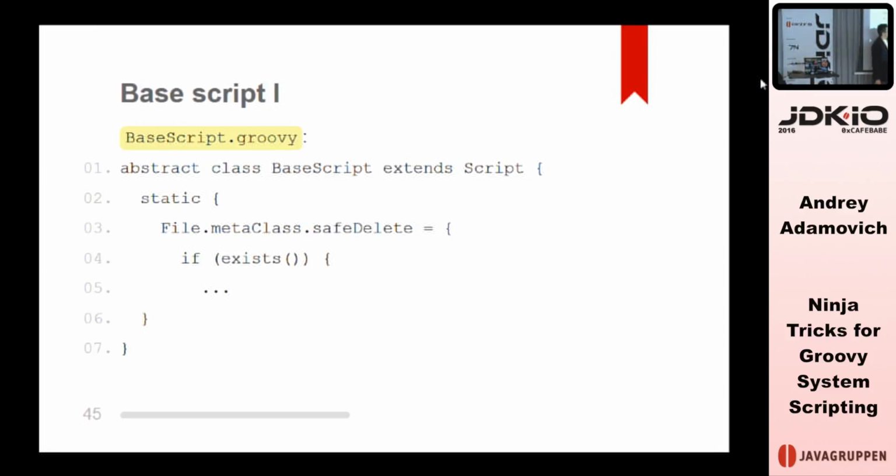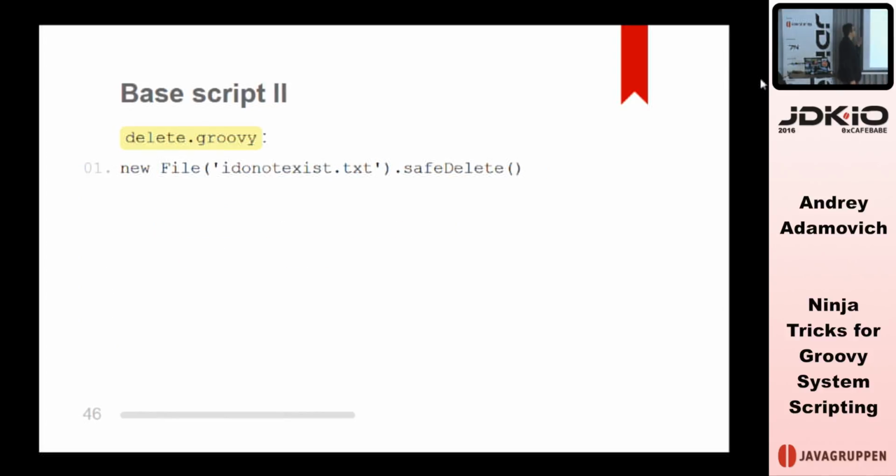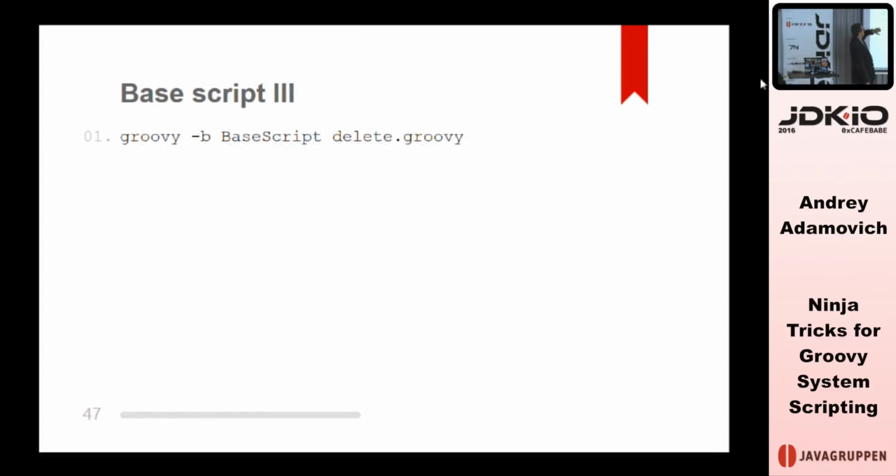In this case, we should create a base script which extends Script, and we can extend the metaClass for File to add safeDelete. Of course, we will use that method inside our main script, which can be delete.groovy. But in order to combine this all together, we have to run it with this command: -b baseScript delete.groovy, and all the methods will be available inside delete.groovy. So you can create very concise and reusable utilities that you can reuse among different scripts.